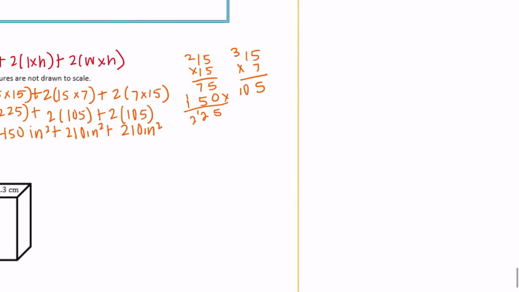So let's add those together. So 450, and 210 plus 210 would be 420. So we get 870 inches squared.